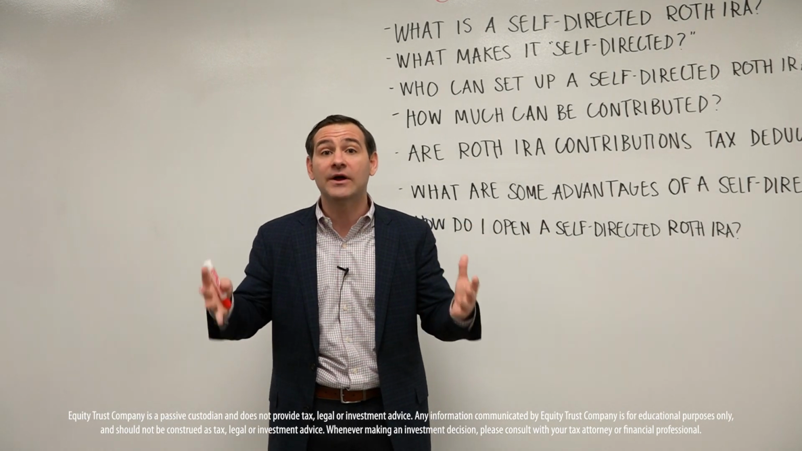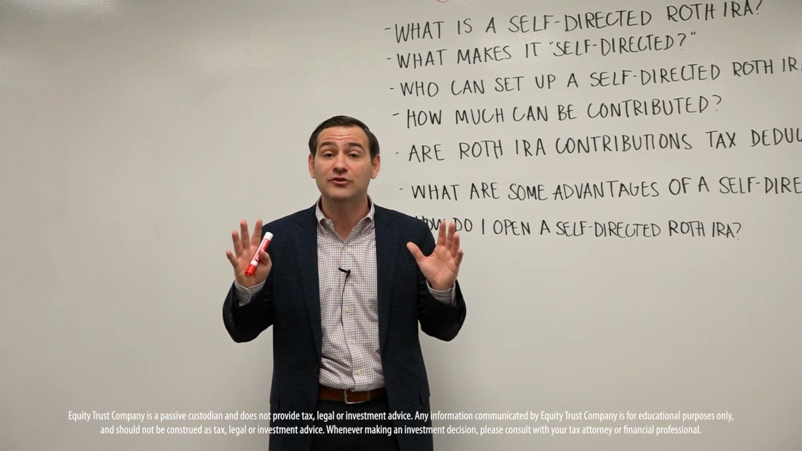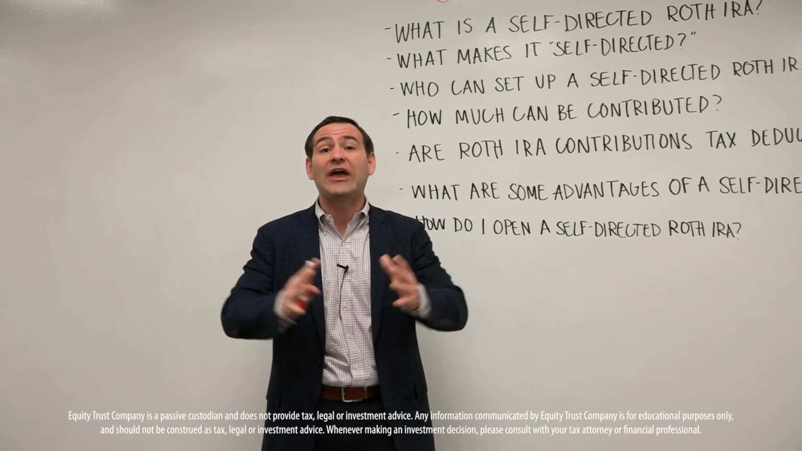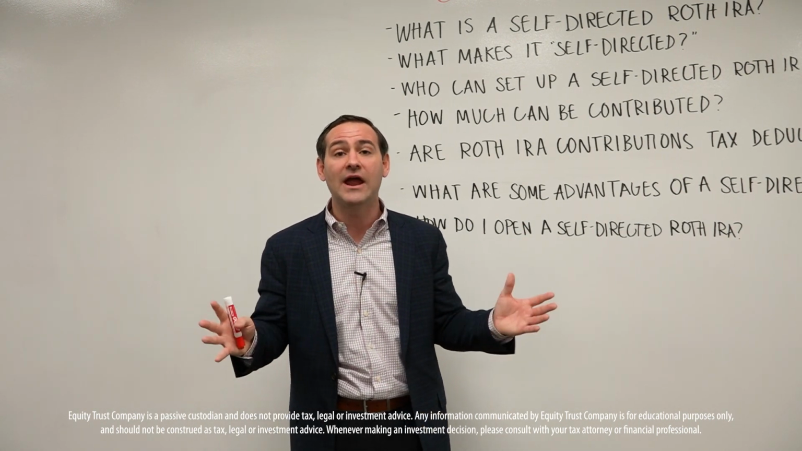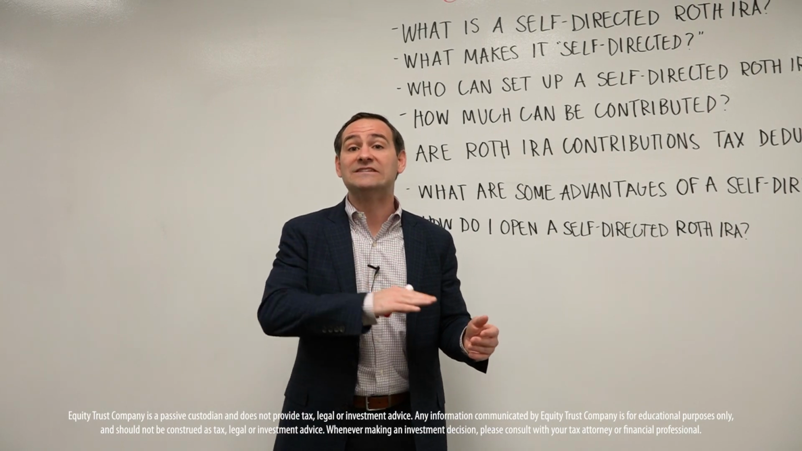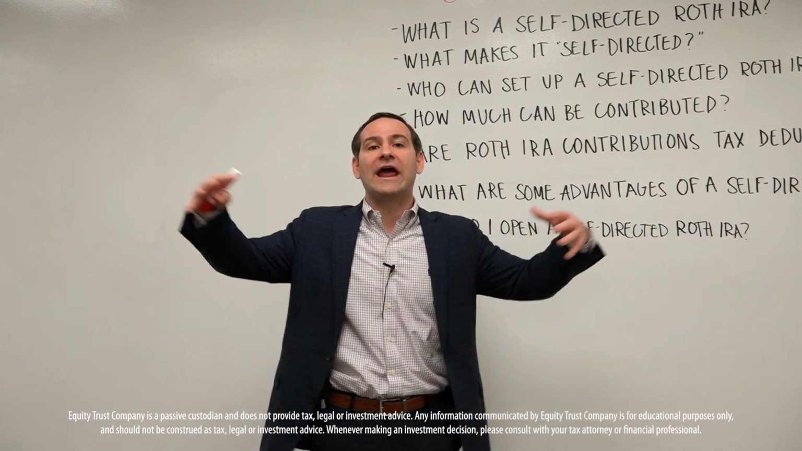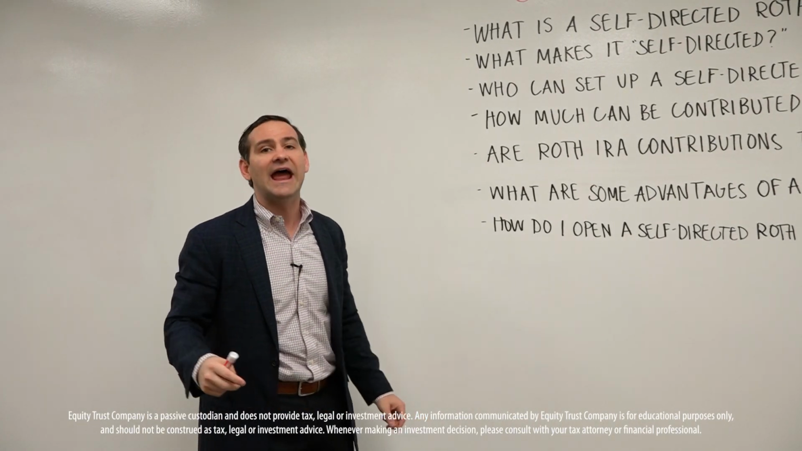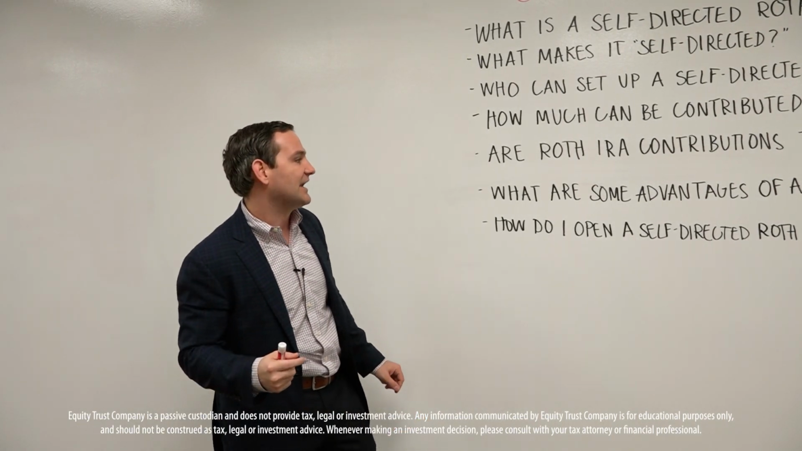And then when you take the money out after 59.5, providing that you've seasoned the account for 5 years, it's all tax-free earnings. It's all tax-free money coming out of the Roth IRA. In other words, you pay taxes on the seed, so you don't have to pay taxes on the much larger crop later on in your retirement years after the qualified retirement age of 59.5.